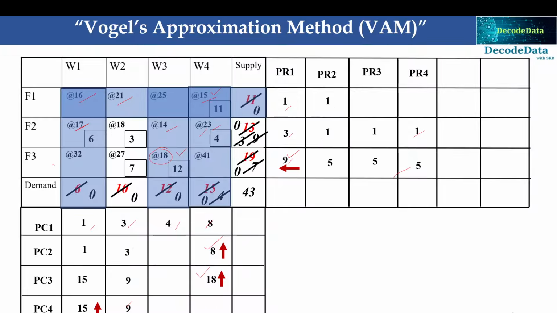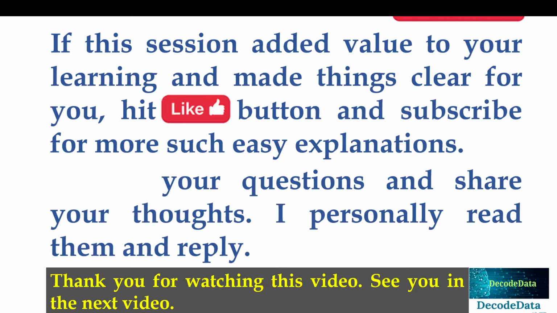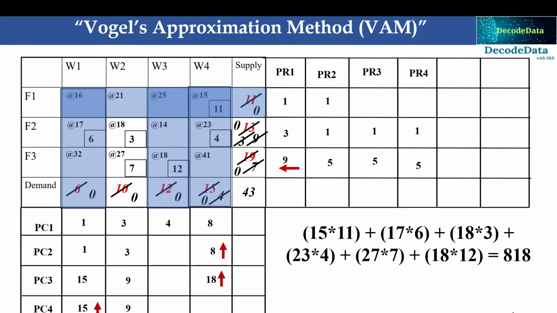Now again, we have to find out the initial basic feasible solution, right? So same way, sorry, this is 15. Let's just count it 15. 15 into 11. Sorry. So now 15 into 11 is 1. So this is 1, and so on. And the final answer is 818. So 818 is the initial basic feasible solution when we are going for VAM or penalty method. So hope this is clear to you all.